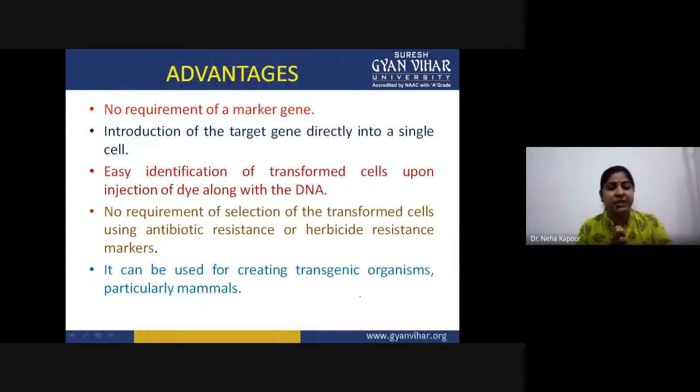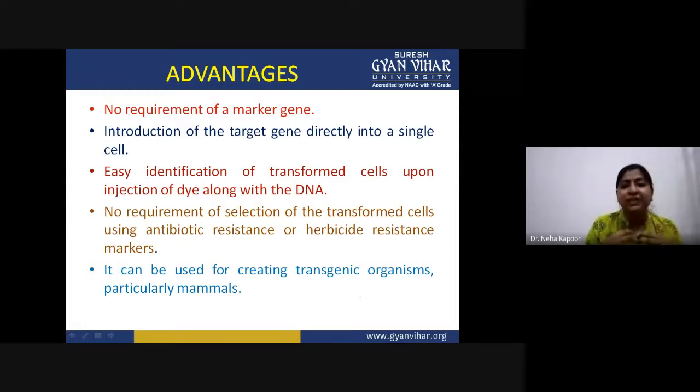These are the advantages. There is no requirement of a marker gene, because, as in the case of electroporation, I have discussed that you need to select the transformed cell, that too with the help of a selectable marker. It can be an antibiotic resistance gene, or a gene encoding for an amino acid, so that we can go for the selection. But in this case, there is no requirement of a marker gene.